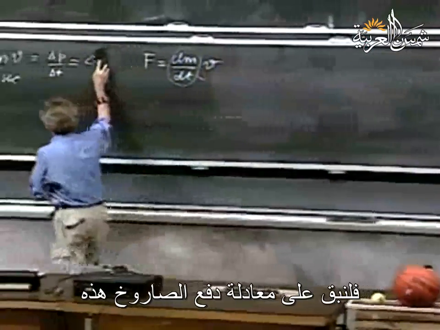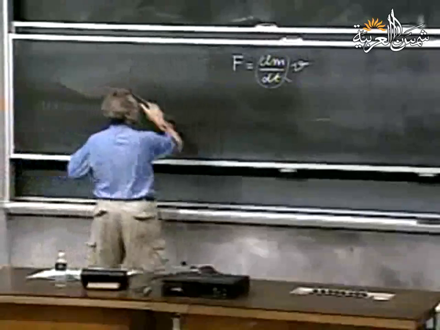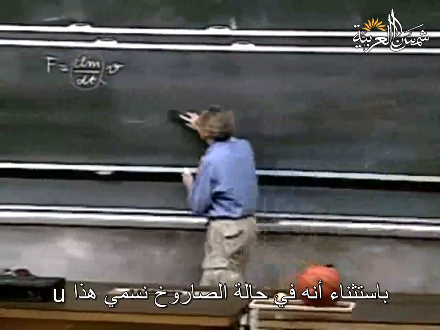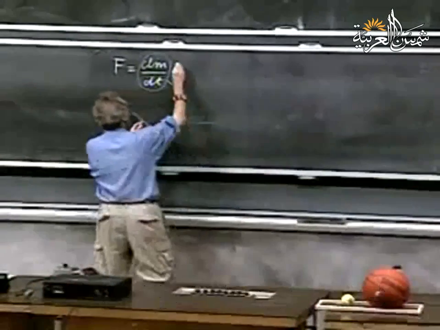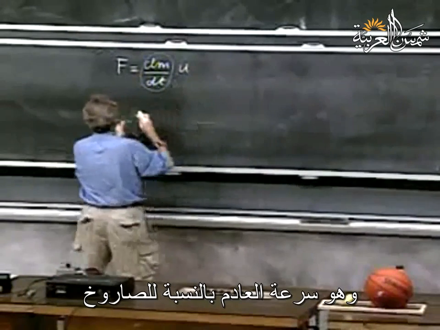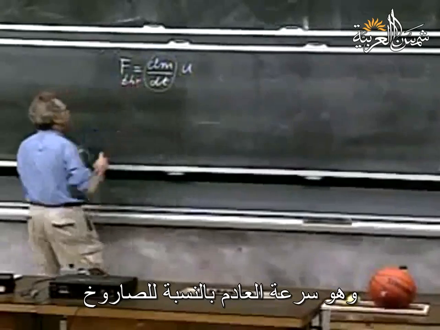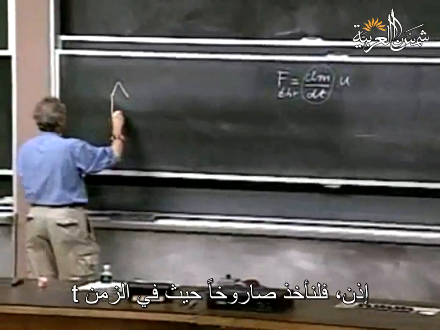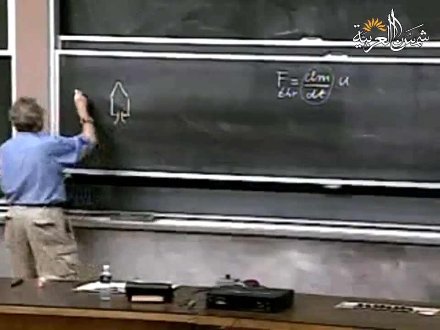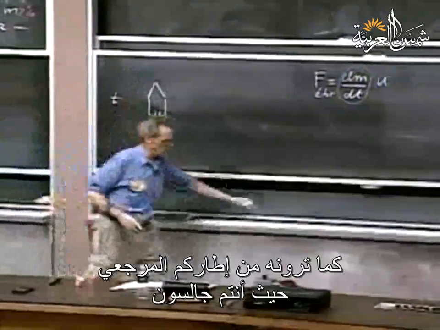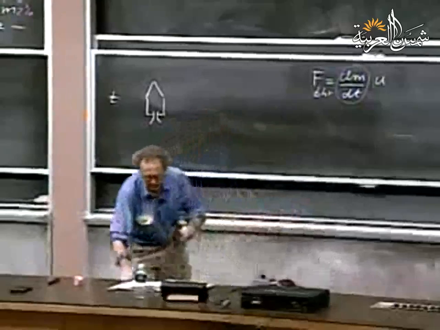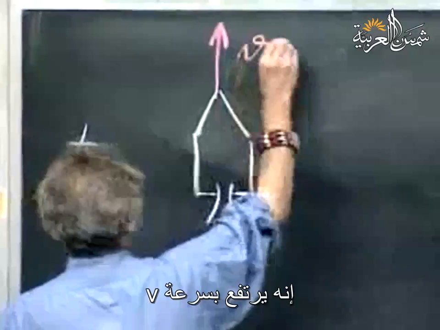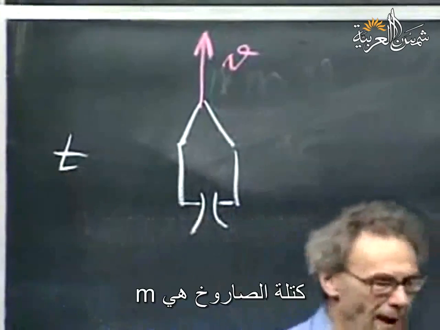Let's keep that equation, which is the thrust of the rocket. Except that in the case of a rocket, we would call this u, which is the speed of the exhaust relative to the rocket, and this is what we call the thrust. So let's now take a rocket which at time t, as seen from your frame of reference, where you are sitting, is going up with a velocity v. The mass of the rocket is m.